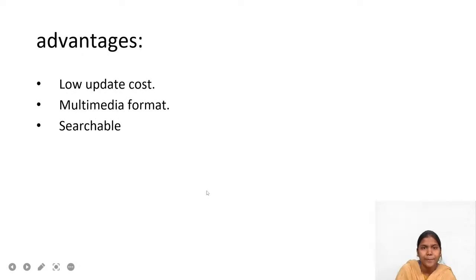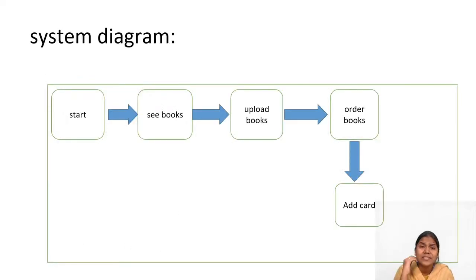So this is about the proposed system, where the advantages include low update cost, multimedia format, and being searchable, which makes it easy to search various varieties of books. Okay, so these are all the advantages. Here comes the systematic diagram, or architecture diagram.